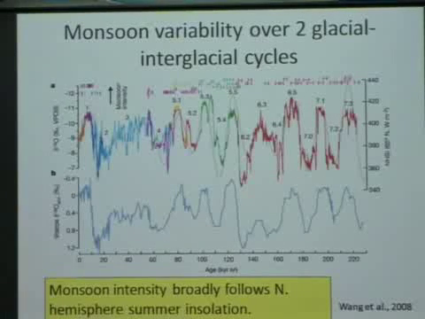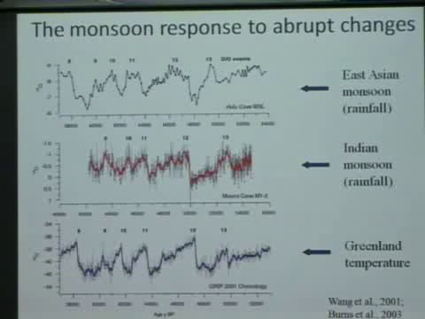And so one of the questions we want to look at is what actually is causing that higher frequency variability. That question brings us to what the monsoon response is to these abrupt climate events that have happened in the past. There's a number of abrupt climate changes that happened during the last glacial, known as Dansgaard-Oeschger events, for example.